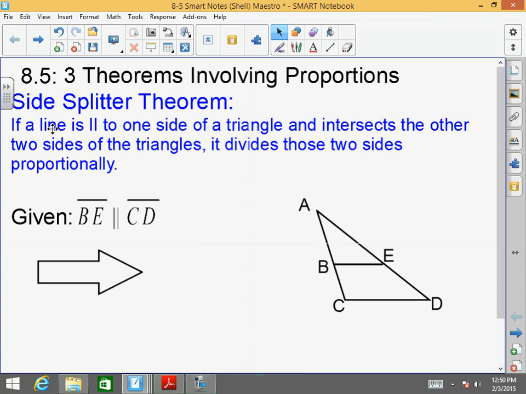And side splitter states that if a line is parallel to one side of a triangle and intersects the other two sides of the triangle, then it divides those two sides proportionally.